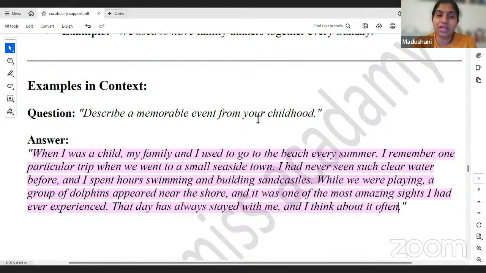When I was a child, my family and I used to go to the beach every summer. I remember one particular trip when we went to a small seaside town. I had never seen such clear water before, and I spent hours swimming and building sandcastles. While we were playing, a group of dolphins appeared near the shore, and it was one of the most amazing sights I had ever experienced. The day has always stayed with me, and I think about it often.